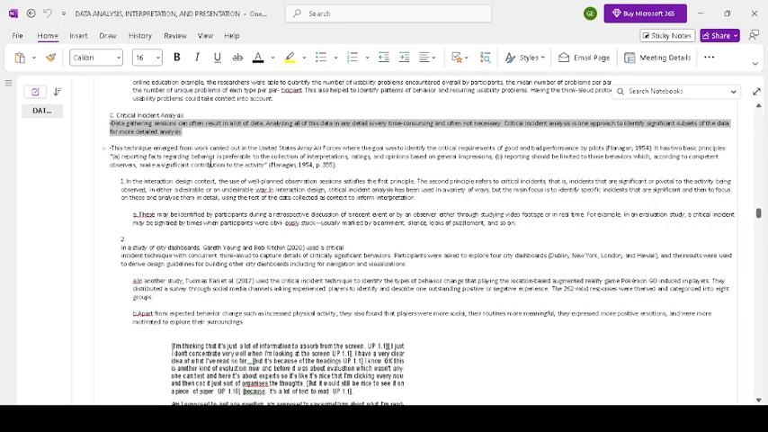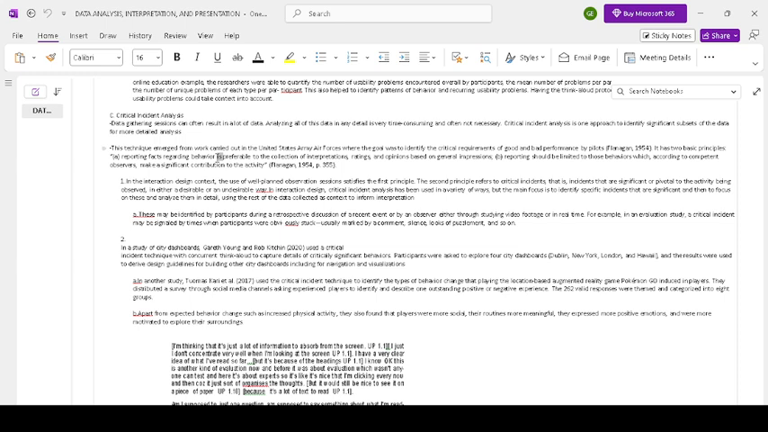Now, a data gathering session can often result in a lot of data. Analyzing all of this data in any detail is very time consuming and often not necessary. Critical incident analysis is one approach to identify significant subsets of the data for more detailed analysis. Because of the large data and the little time or resources we usually have, we need to stick with the most important, so we're doing that via sections or subsets of the data.